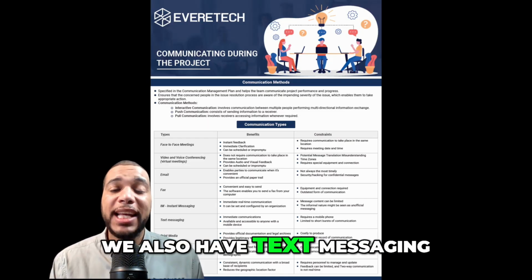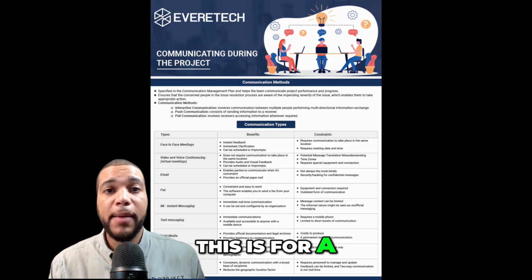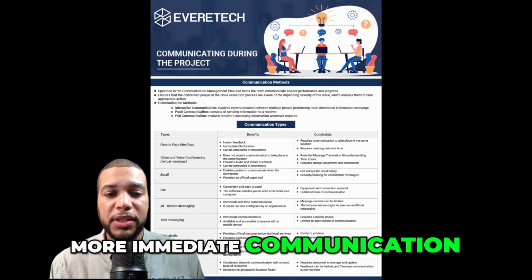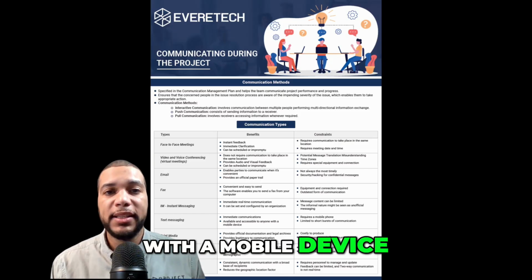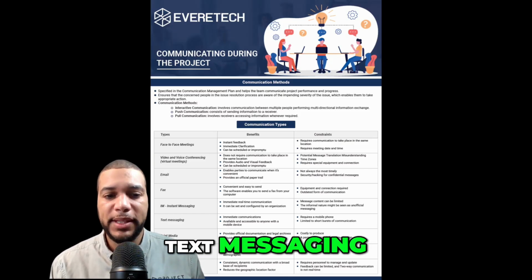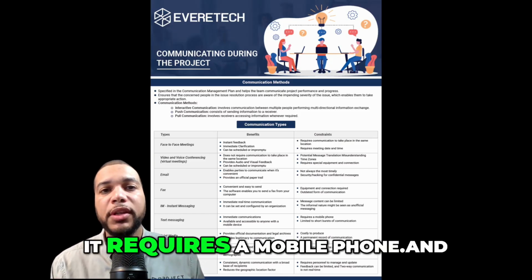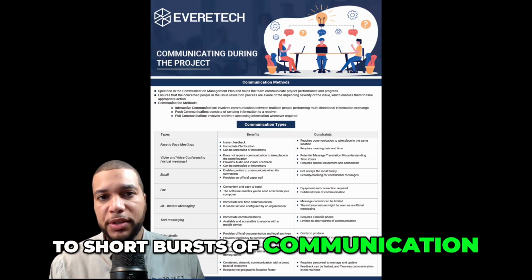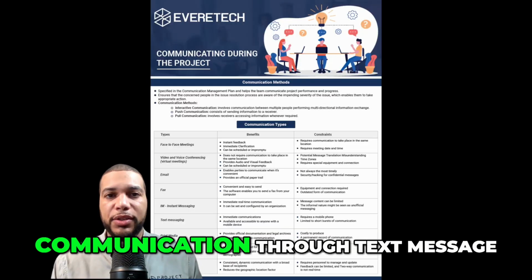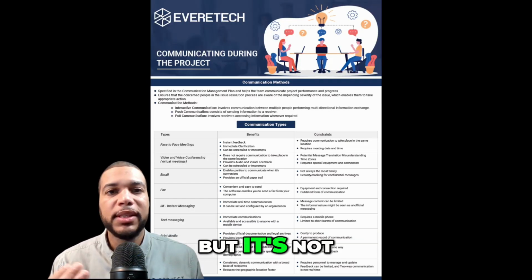We also have text messaging. This is for a more immediate communication. It's available and accessible to anyone with a mobile device. So there's a lot of benefits of text messaging. However, it requires a mobile phone, limited to short bursts of communication. You're not going to send as long documented communication through text message. You could, but it's not the norm.